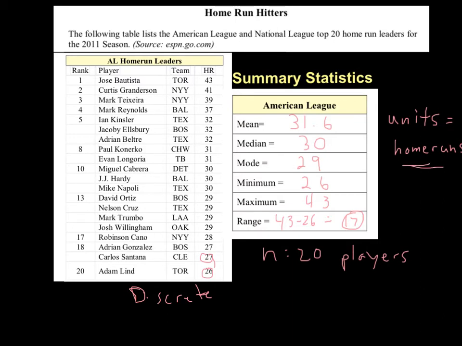So all of the values here are home runs. 29 is the mode, 29 home runs. 17 is the range, 17 home runs. There's a 17 home run difference between the largest value and the smallest value.